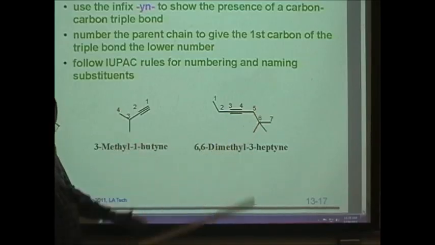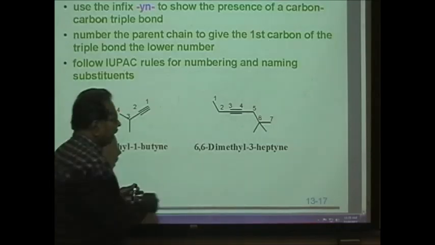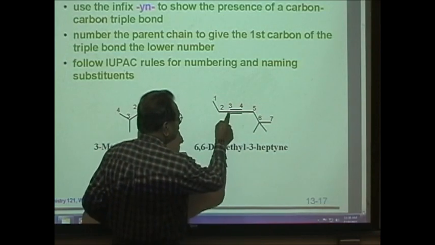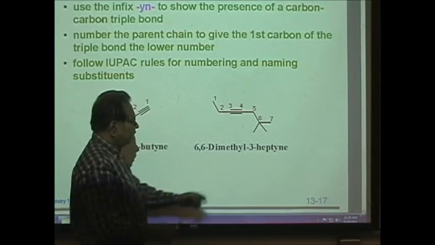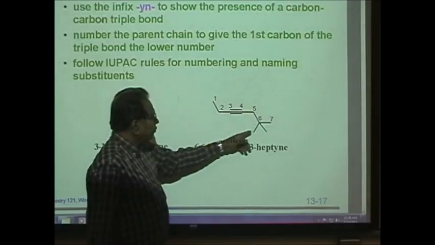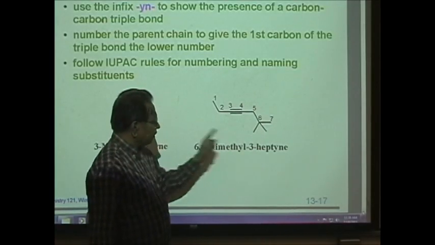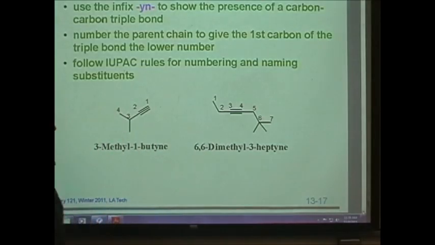We don't worry about any alkyl group, right? We identify the longest chain and try to give the lowest number to the carbon atom making the double or triple bond. That will be 3-heptyne. You only label, give the number of the first carbon atom. The other one has to be the next. Okay, so that has to be 6,6-dimethyl, right? Heptyne. Okay.